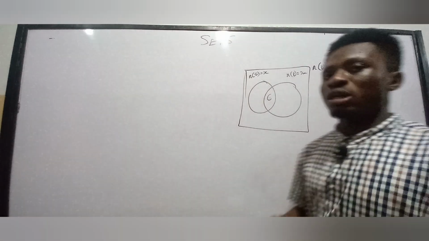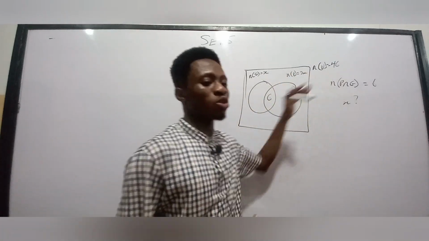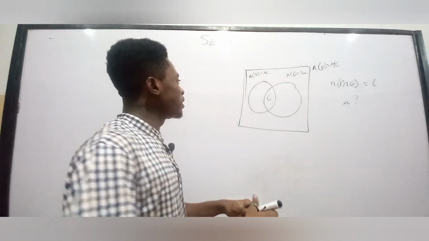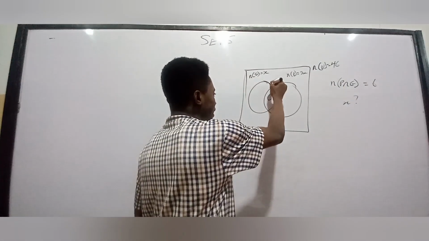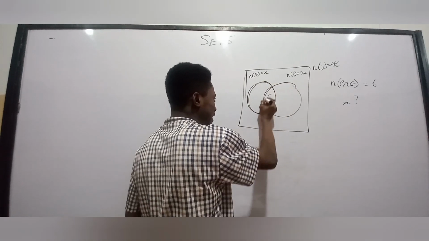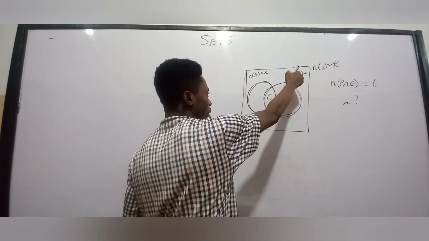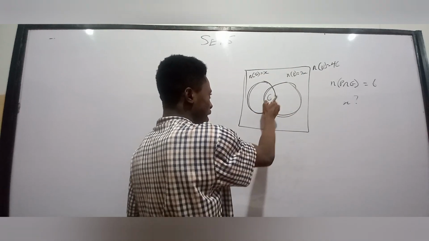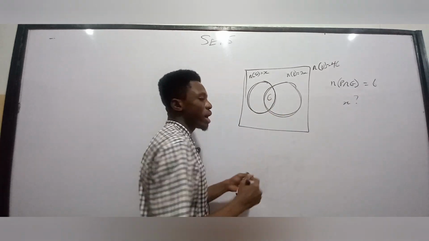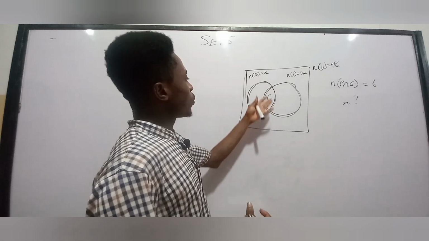So in this typical question, the first thing you should know is how to illustrate it on a Venn diagram. And I'm saying that the intersection means that the students are reading geography and physics. So where they meet, you can see that geography can be found here and physics can be found here. So where they intersect is where you write your 6.